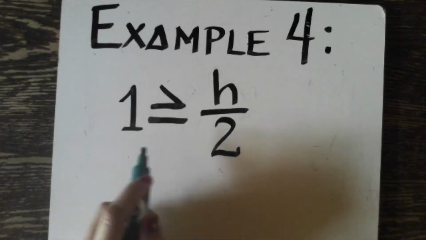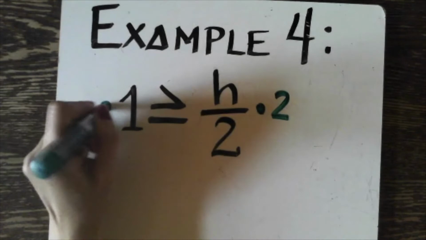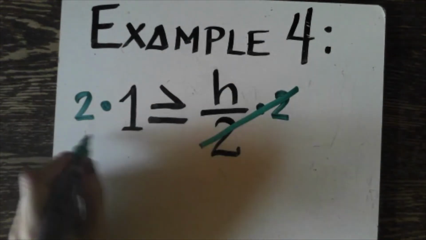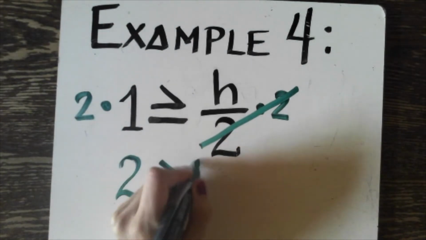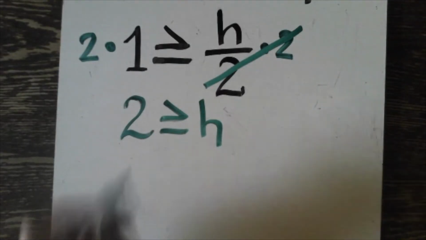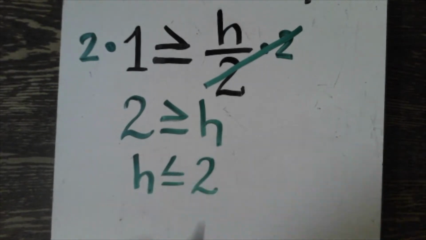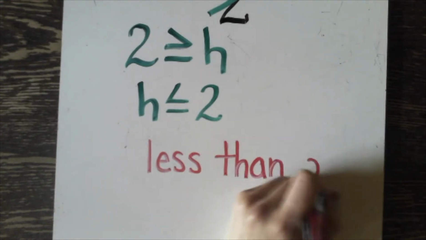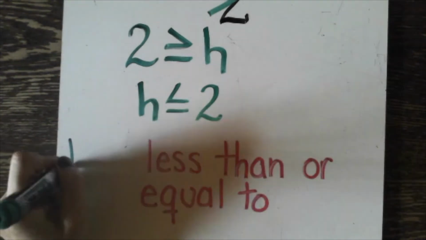In example number 4, we are going to begin solving on the right because my variable h is on the right, and I am going to multiply by 2 on both sides to cancel out divided by 2. We have 2 times 1, which is 2, is greater than or equal to h. Of course, I want to flip this around so that my h is at the beginning of the inequality. And notice that I have to flip everything around, the variable, the number, and the sign. This reads as h is less than or equal to 2.